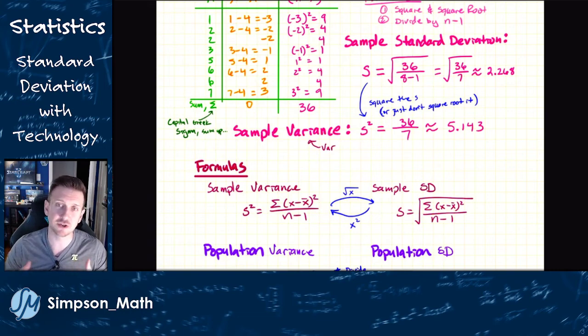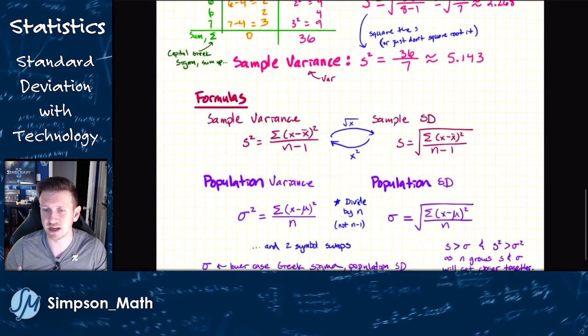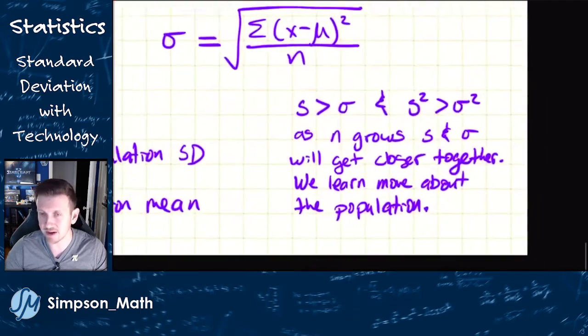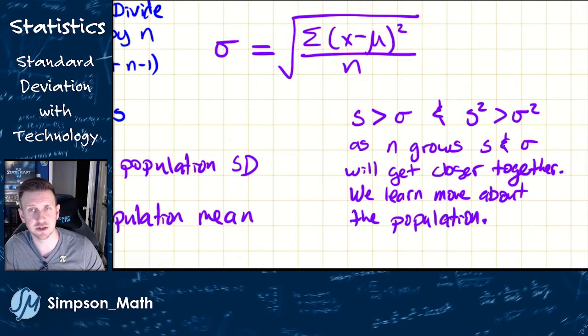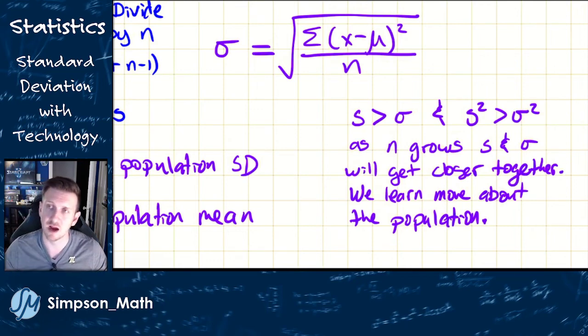And that just goes to show that as we know more about the population, the difference between the sample statistics, the variance and the standard deviation, are going to be getting closer and a lot more negligible. That -1 starts having a smaller and smaller effect. That's what I see down here. The sample standard deviation should always be bigger than the population standard deviation. Same thing with the variance. But as n grows, they're going to get closer together. Just logically, think about that. It's because we know more about the population.